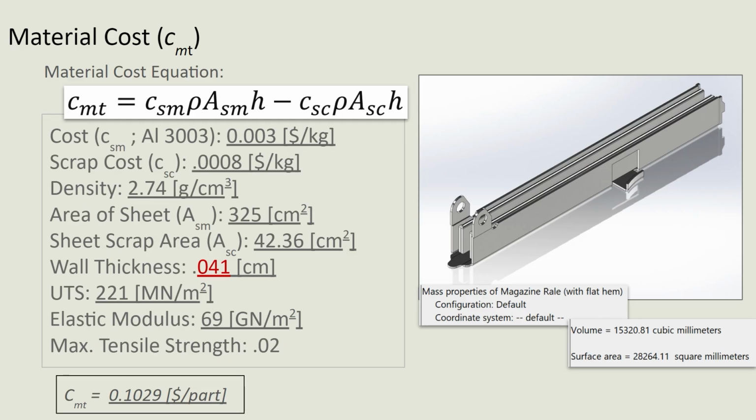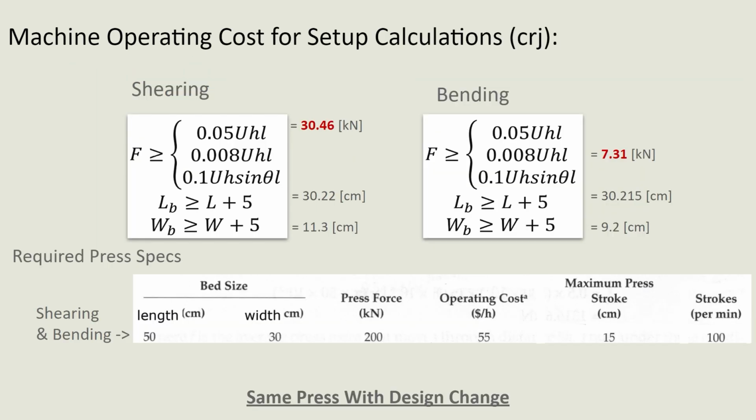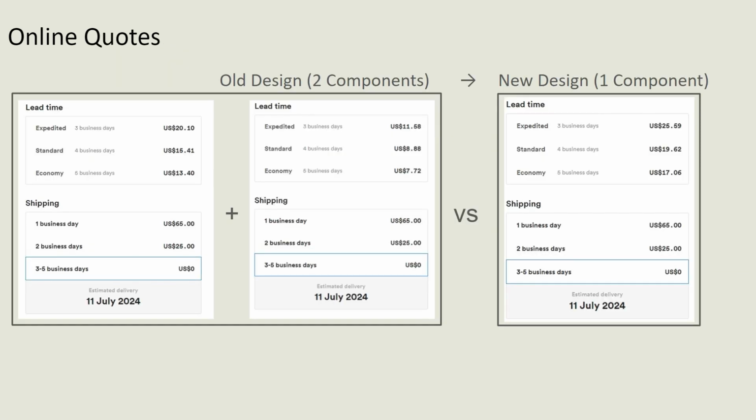This was largely in part due to the change in wall thickness, which went down from 1 millimeter to 0.41 millimeters in thickness, and this brought down the cost by a lot to 10 cents per part. And despite this, we kept the same press for shearing and bending, so those costs stayed the same.